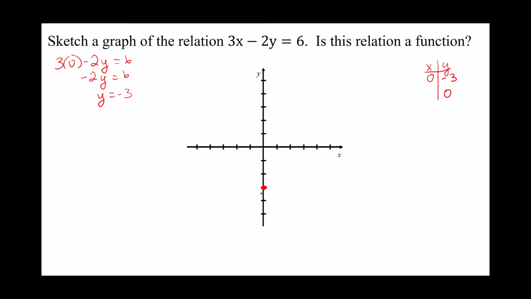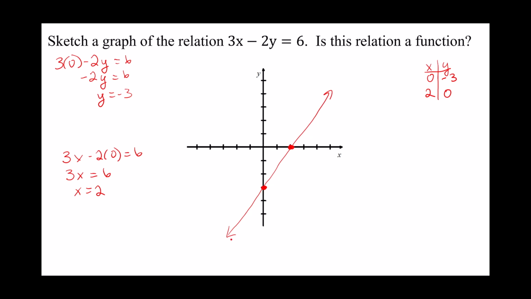Then let's plug in 0 for y. So I have 3x minus 2 times 0 equals 6. And 2 times 0 is 0. So I'm left with 3x equals 6. Divide by 3, and I get x equals 2. So I have a point on the graph at (2, 0). And because this is a line, I can just connect those two dots, and there's my graph.